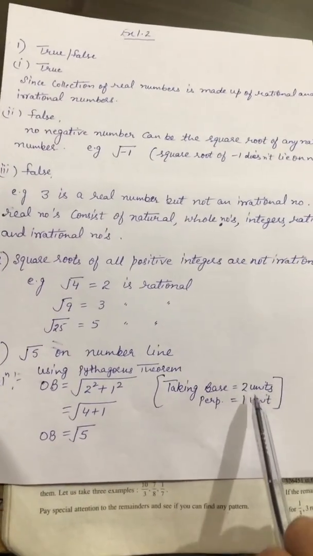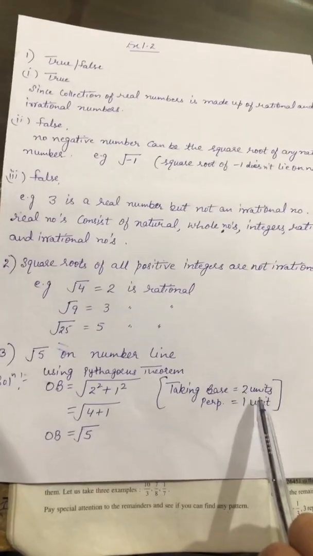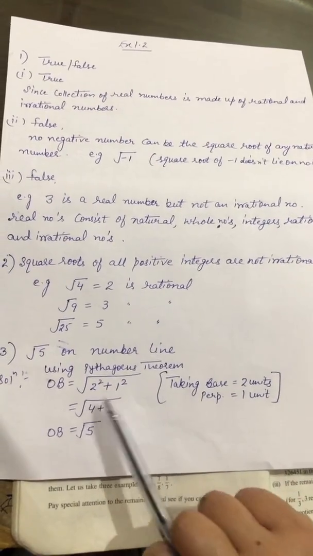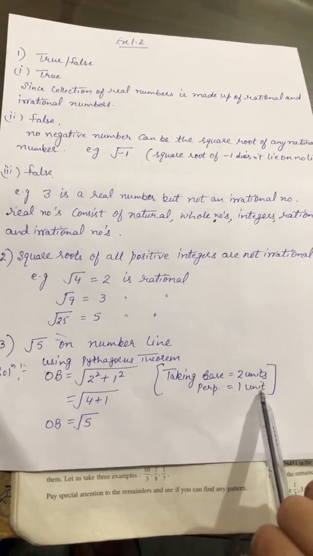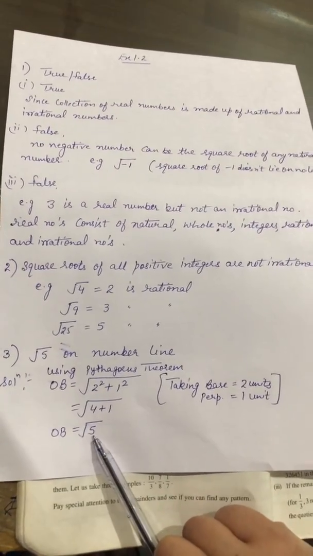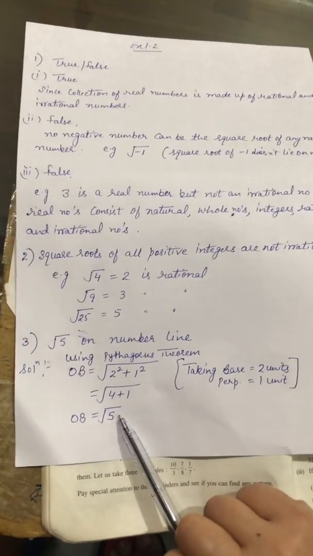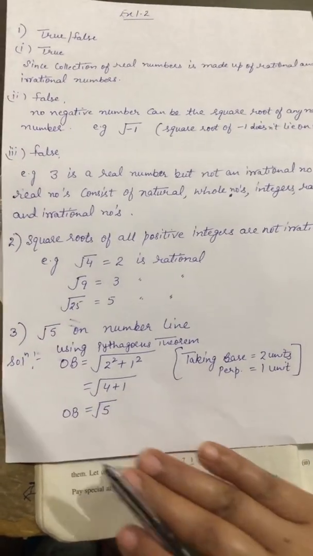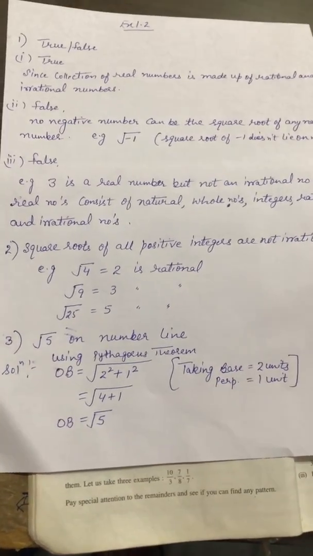Again, the scale should be 1 unit equal to 3 centimeters, but now you have to take base 2 units. And perpendicular you have to again take 1 unit. With the help of that you can easily make root 5. So OB you will get as root 5 on the number line. So you can try this construction yourself.